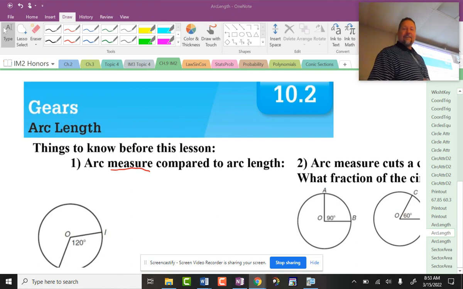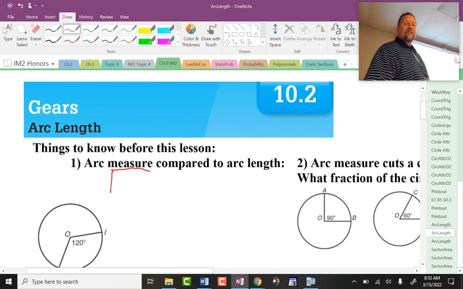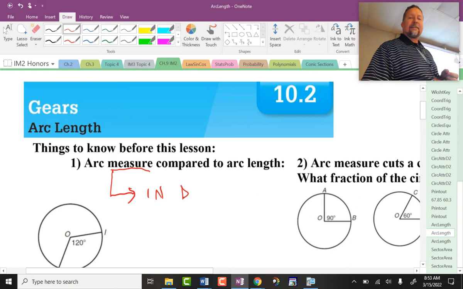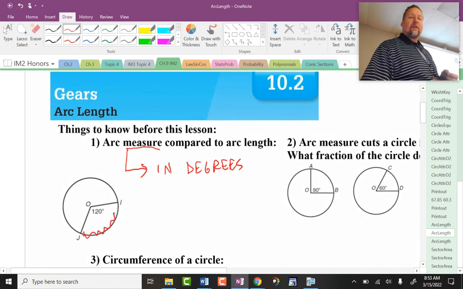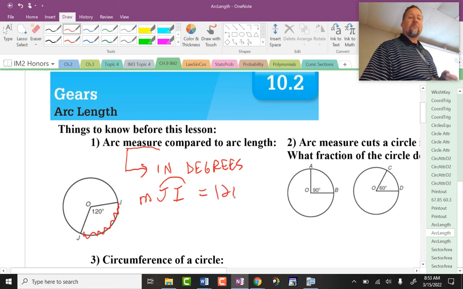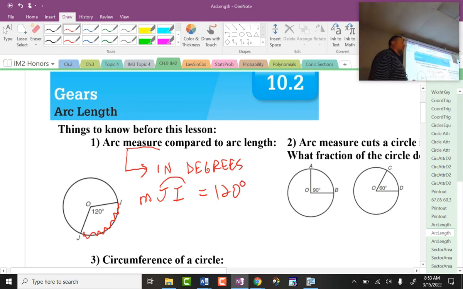Great. I'll hide this. But we have to talk about what's the difference then between measure and length. And the big difference is arc measure is in degrees. We're not going to find the arc length of this thing, but arc measure, JI, we can get the arc measure. JI is measure. And here's how it's supposed to look. Measure of JI. There's supposed to be that measure out in front. We know a central angle equals the arc that it cuts. So JI's measure is 120 degrees.